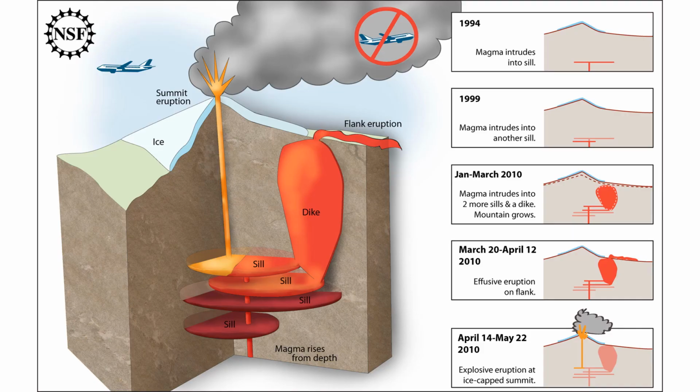And this here sort of explains it in a little bit more detail. So this is what I was saying about in 1994. So we'll have a look here. This is our cross section of our volcano. So we've obviously got the surface, and then we've got ice on the top. And then we have here the vent.